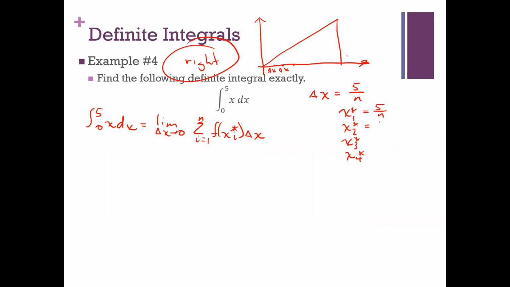I hear a lot of numbers. So how far to the right am I moving each time? 5 over n. So if I do that twice, it's two 5 over n's, so 10 over n. And you don't need to know n to do that, right? Do we know n right now? No. What's the next one going to be? 15 over n? I think you meant that.